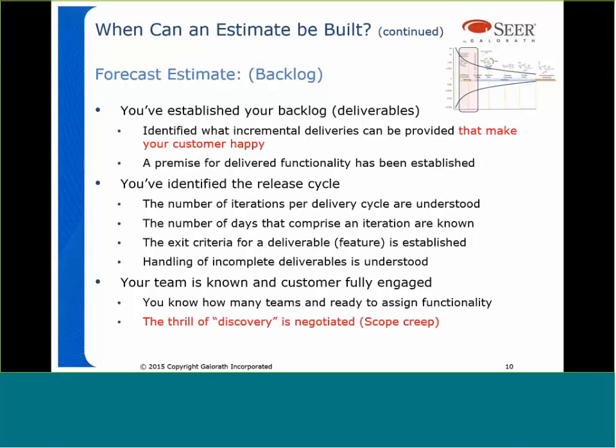I've worked with some organizations where they'll have 3 or 4 different Scrum teams. Some are working on 2 week sprints, some are on 4 weeks, and some are on 6 weeks. It has to do with the complexity of what they're working on. It also has to do with the delivery cycle and what can be delivered after each release or after each sprint even. The exit criteria is understood for the features, and how to handle incomplete deliveries is understood.